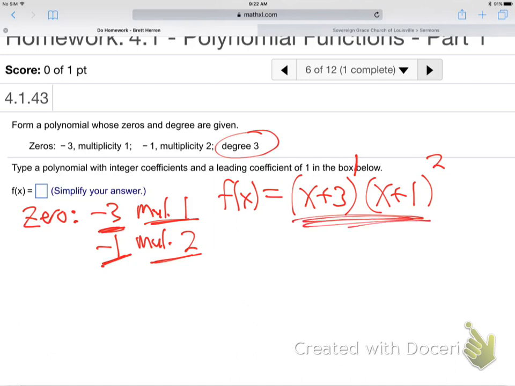If you FOILed that out, it'd be x to the third in the front, wouldn't it? If you FOILed the whole thing out, it'd be third power. So we're not going to bother to do that. I wouldn't multiply it out. Just type that in. Math Excel likes that.